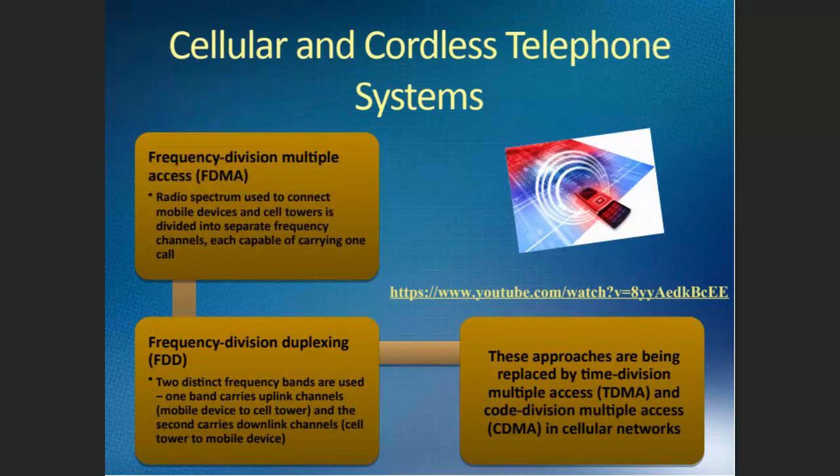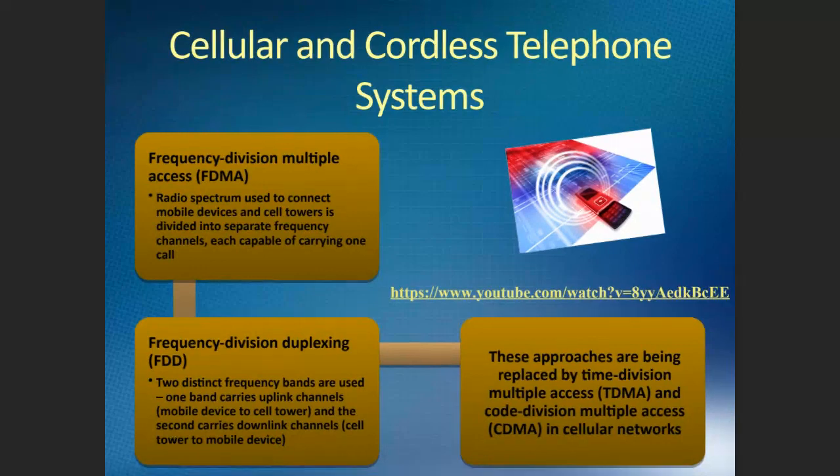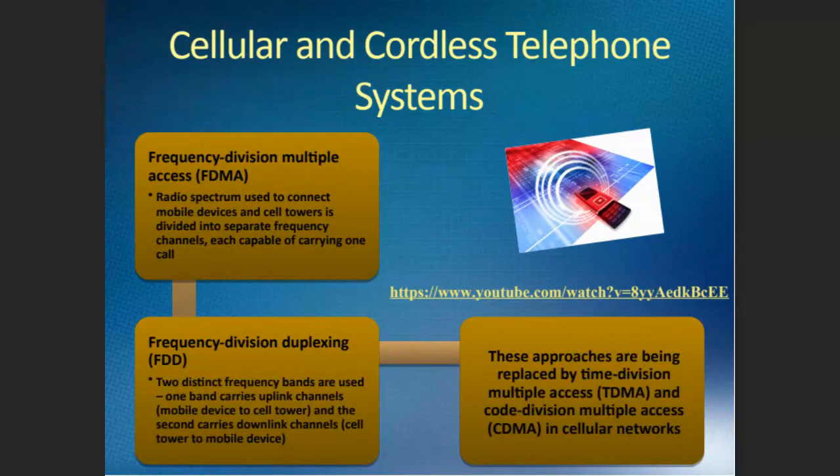But these are the old technologies. They started using time division multiple access, TDMA. And even more other technologies are there. And code division multiple access, CDMA, in cellular networks. That's why before, if you got a mobile phone from the US, it would not work in another country because of the technology used for communication. But now everybody moved to 4G technology or 5G. Then if you buy a phone anywhere, it will work, unless your phone is locked. Okay?